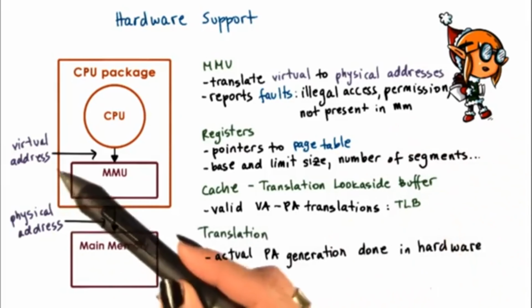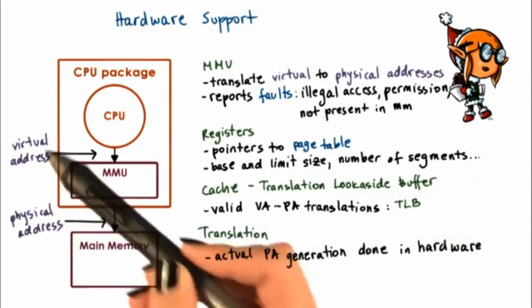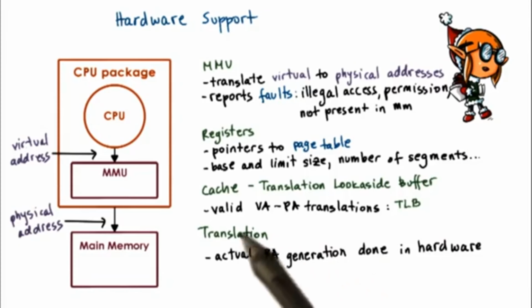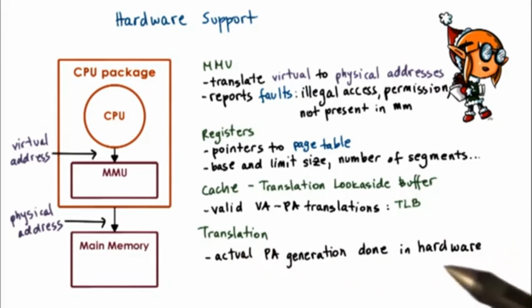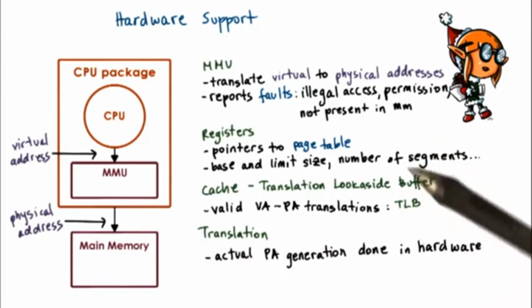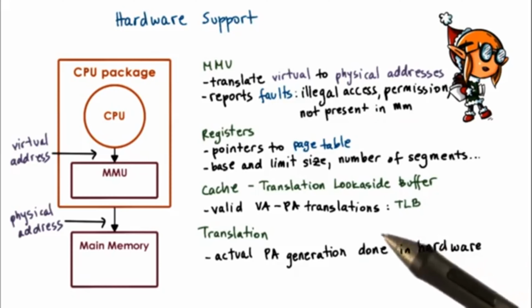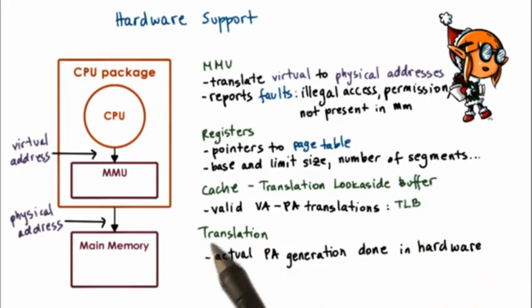And finally, the actual generation of the physical address from the virtual address, so the translation process, that's done by the hardware. The operating system will maintain certain data structures, such as the page tables, to maintain certain information that's necessary for the translation process.